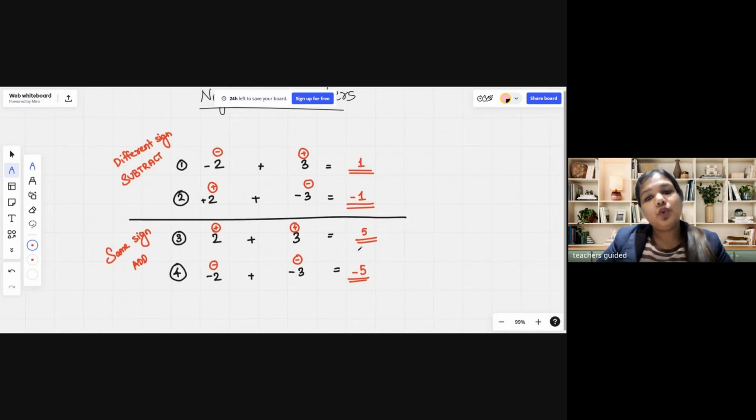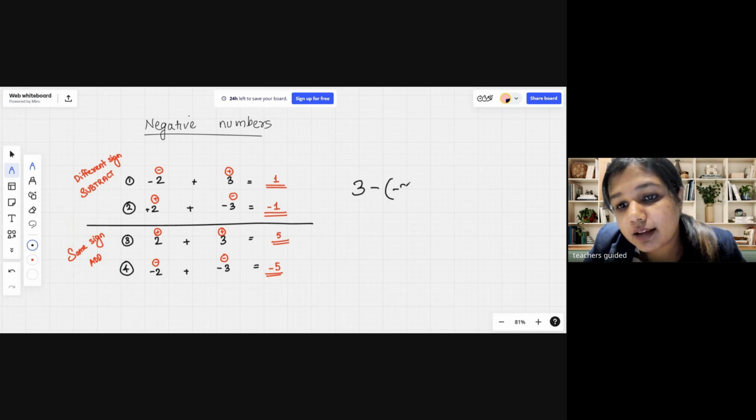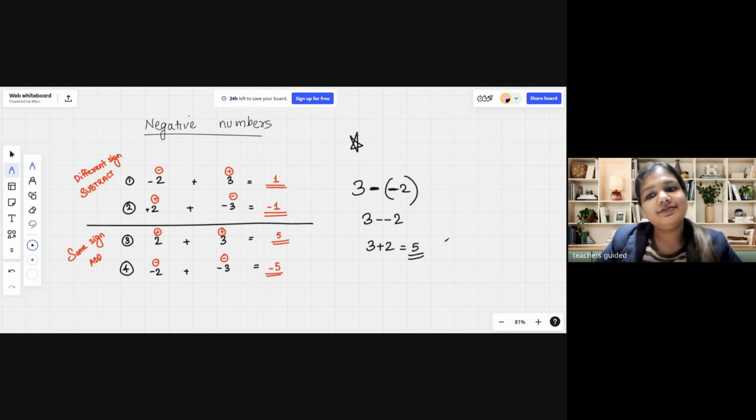So this trick might work for the majority of your negative number questions. And there is one exceptional case where this wouldn't work, which is subtracting, or taking away, a negative number from a positive number. So for example, 3 take away minus 2. This is one exceptional case, okay? 3 take away minus 2. So whenever you see 2 minuses close to each other, you immediately change them to a plus. So your answer would be 5.